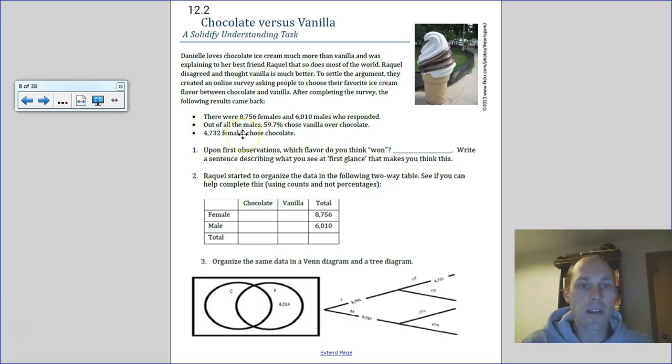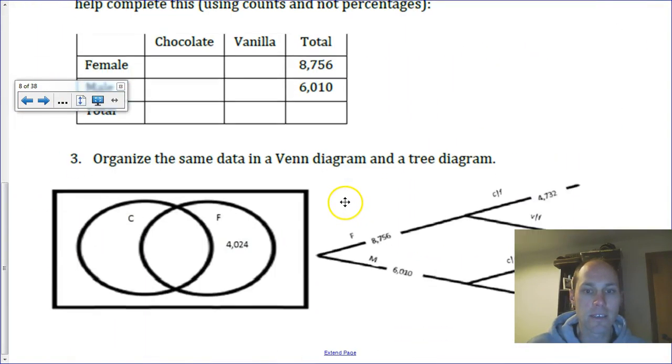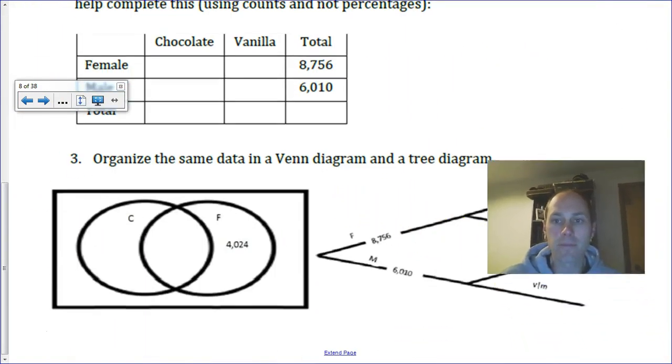So after we do that, we're going to break apart the information. We're going to organize it based off of a two-way table using counts, not percentages. So how many females chose chocolate? How many females chose vanilla? Same with males. We'll organize the data in a Venn diagram, chocolate, and this is female. And then we'll also take a look at it on a tree diagram.